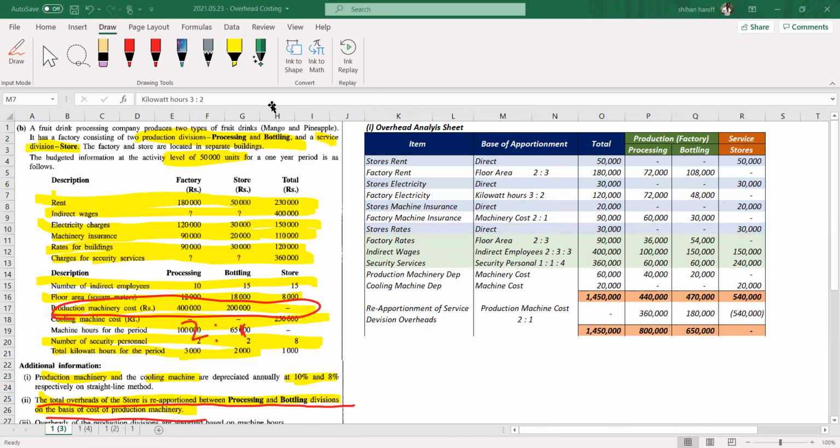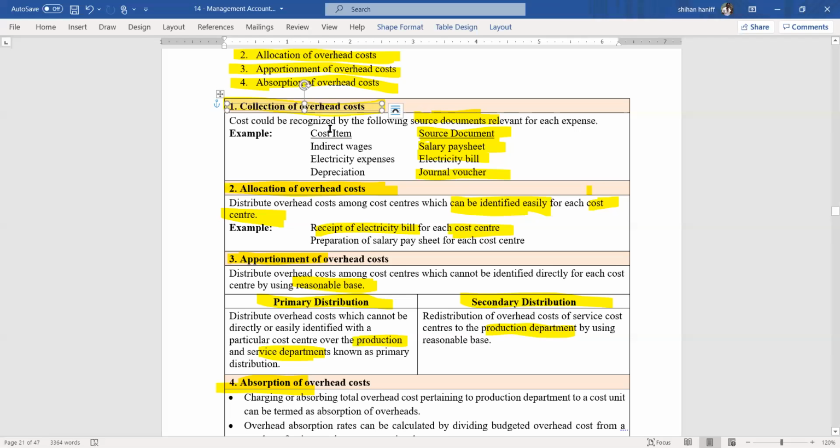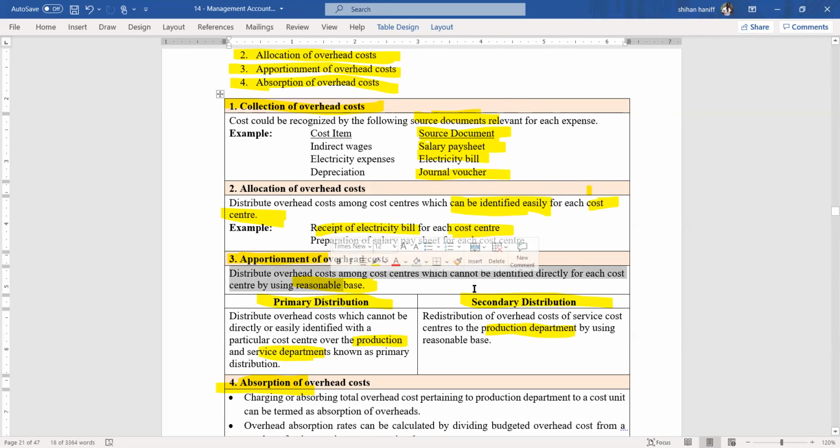This collection of overhead, they will give you. Then allocation of overhead. So what is allocation? Now if you read, you will understand. Allocation of overhead means distribute overhead cost among cost centers which can be identified easily for each cost center. So that is direct. Apportionment of overhead means if you distribute overhead cost among cost centers which cannot be identified directly for each cost center by using a reasonable base.